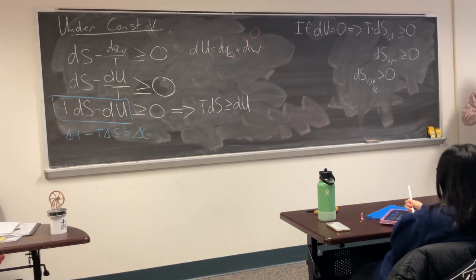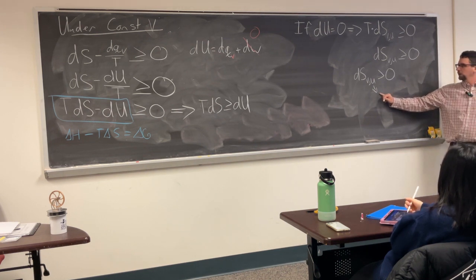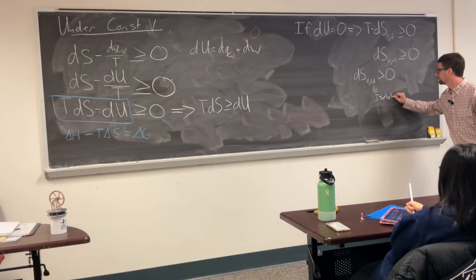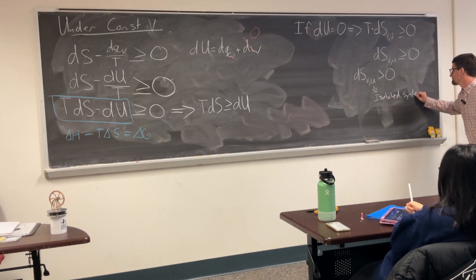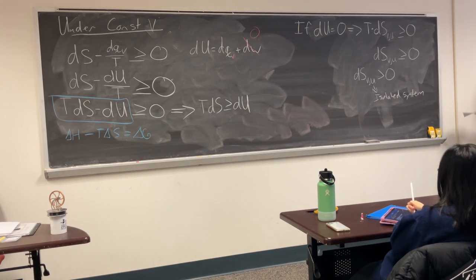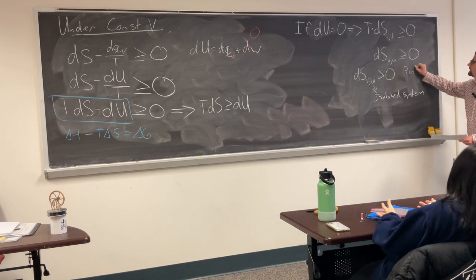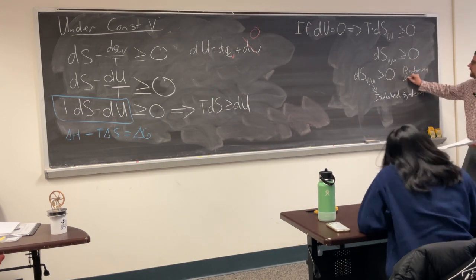Okay, I want to be more general than that. We haven't gotten to an ideal monoatomic gas yet. U is constant. Where's another situation where du is constant or 0? Isolated system. This is saying entropy has to go up for an isolated system, right? This is the exact same thing. It's just restating the second law.